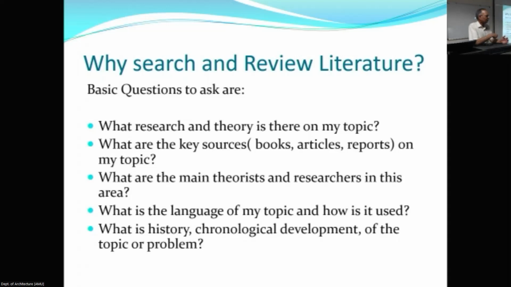And what is the language of my topic? Every topic has its language, jargons. Engineering will have one, economics will have another, sociology another language, and management and all these have other jargon. Medical will have another. What is the language? Maybe this language is like Latin and Greek to others. Maybe they do not know it. What is the history? How has this developed over a period of time? The evolution of that, we also get to know.